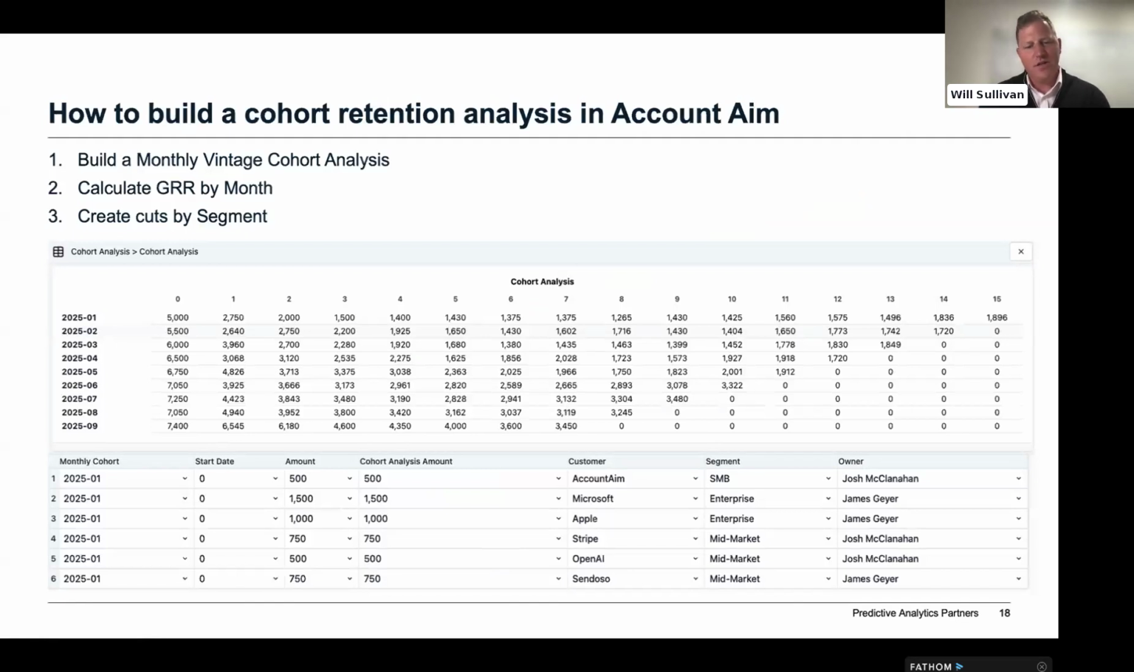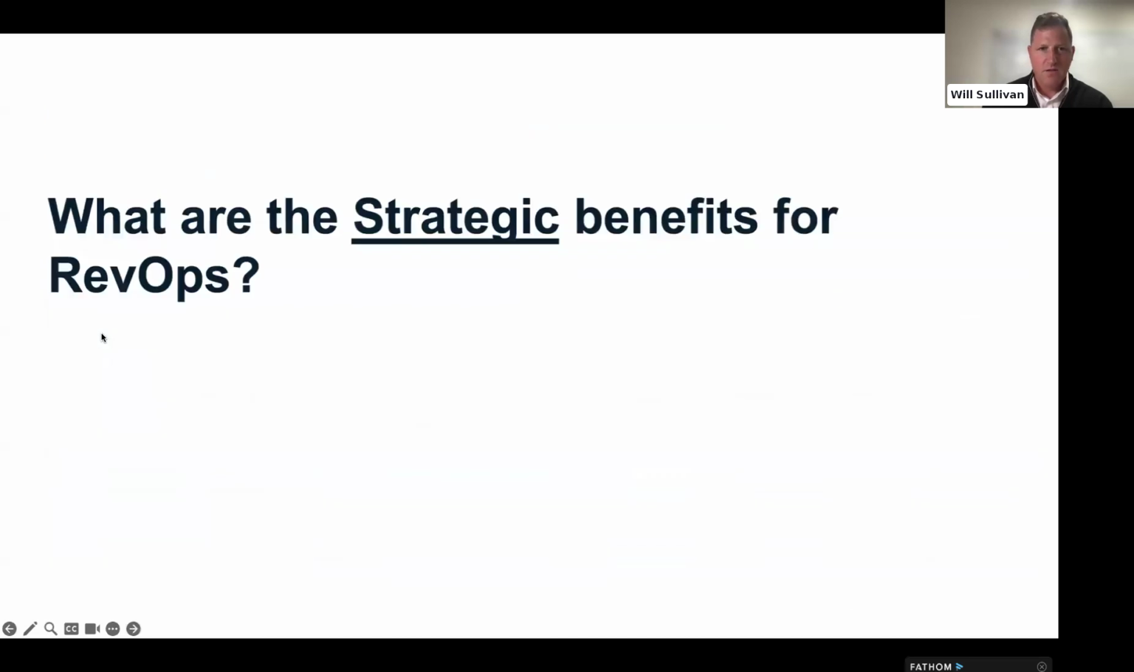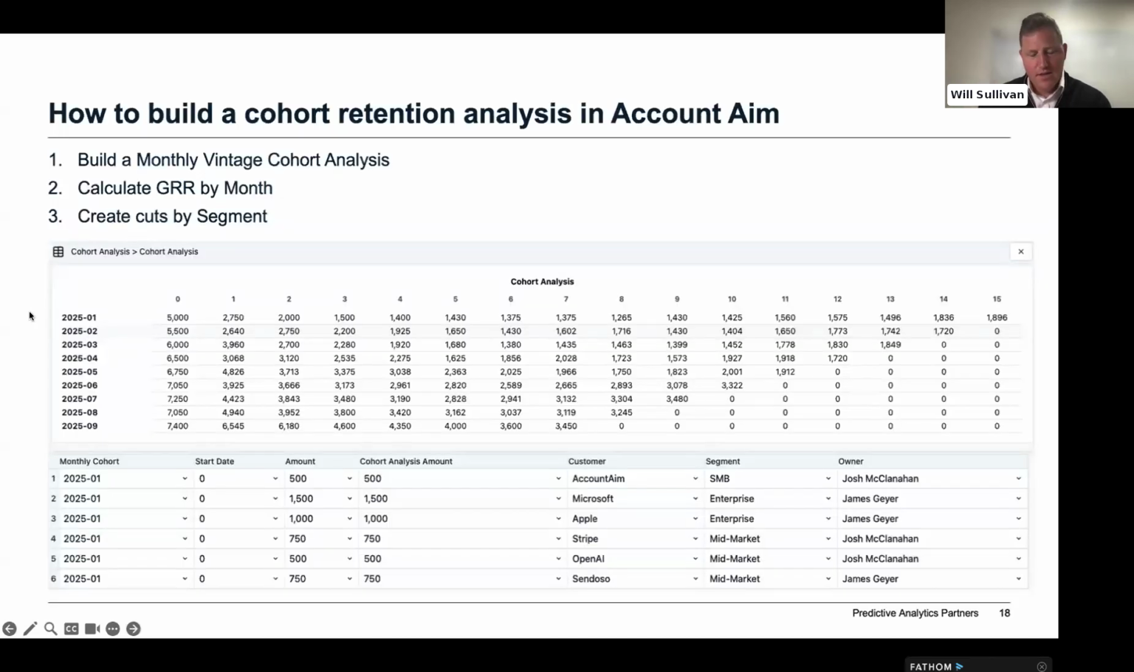Account Aim allows you to do this by integrating the data warehouse and basically creating its own data warehouse for you. And you have this streaming analytics component. And so Josh and James have built a function to do a simple monthly vintage cohort analysis. And so we see it's by month, by the month a customer was acquired. And then you take this out to Excel and just simply calculate the gross retention. So 2,750 divided by 5,000, 2,000 divided by 5,000. And then you get back to that conditional cell formatting. You can see it by percentage of the retention over time on a gross basis.